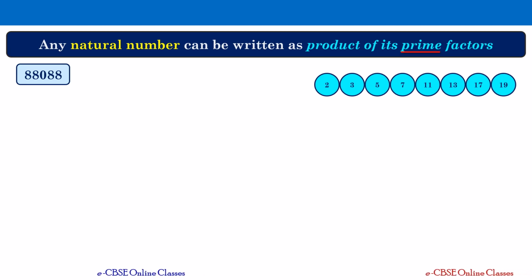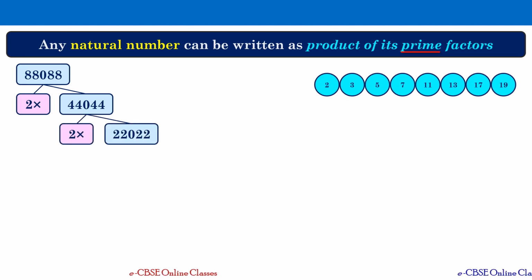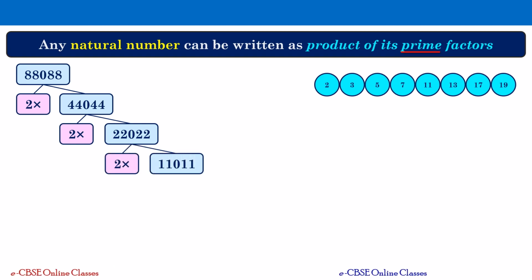It is an even number, so it is divisible by 2. So we can write this as 2 into 44,044. Again an even number, so we can write this as 2 into 22,022. Again an even number, so we can write this as 2 into 11,011. So this is not an even number, so 2 is no more a factor of this.